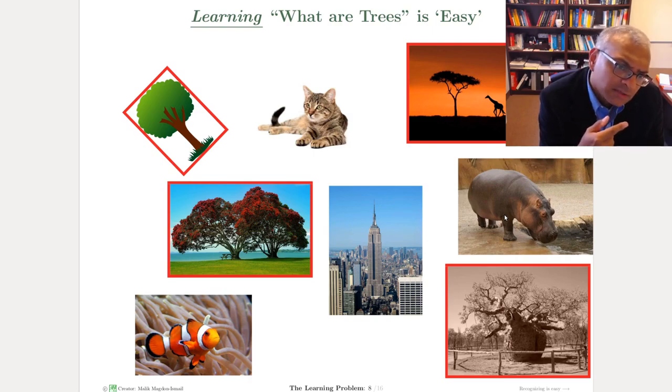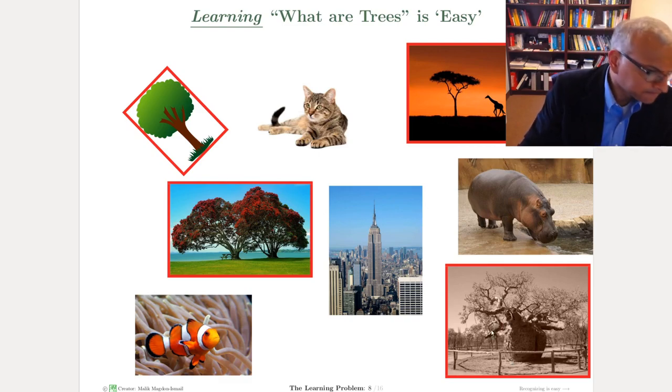So it's not that she had seen these pictures and committed them to memory, that these four things here are trees and these four things here are not trees. In fact, I'm pretty sure that she has never seen this object before. This is a baobab tree. It grows in Africa, close to where I was growing up. And you don't see this in the USA, which is the entire life of my daughter.